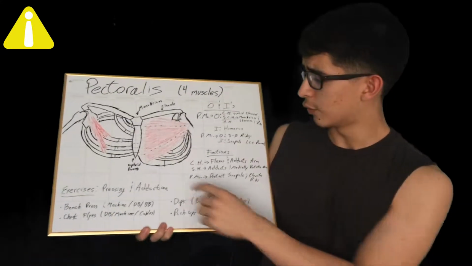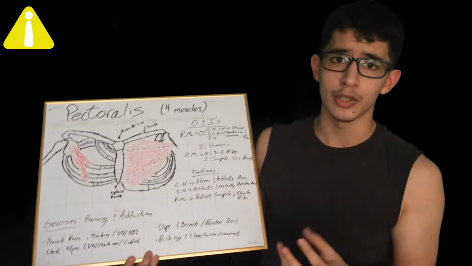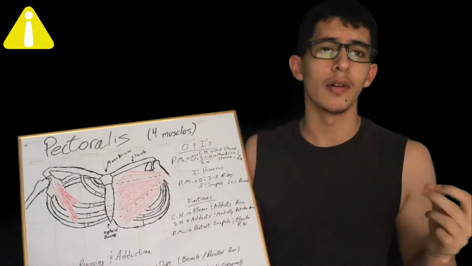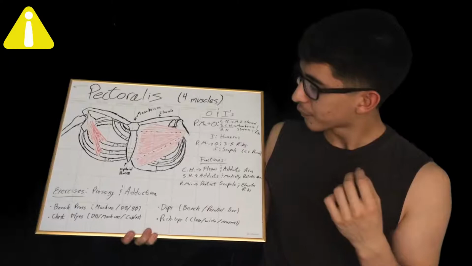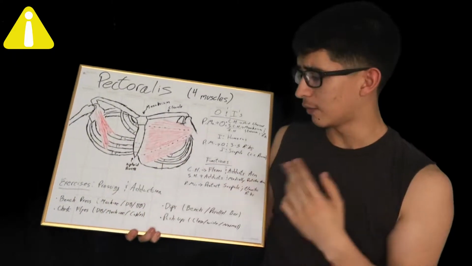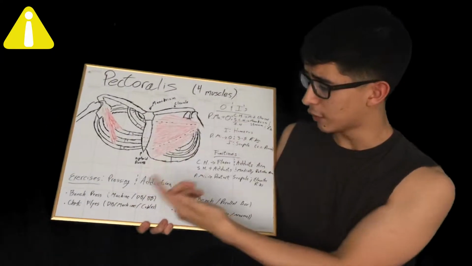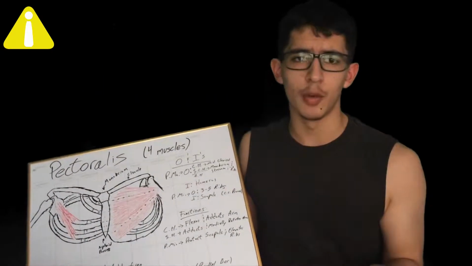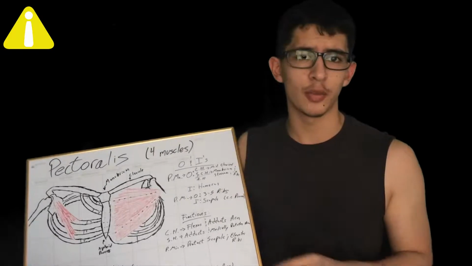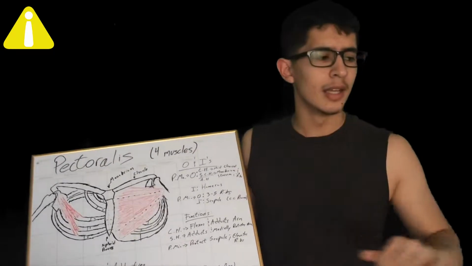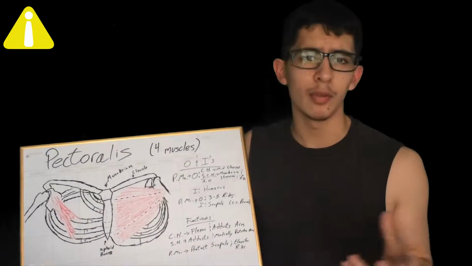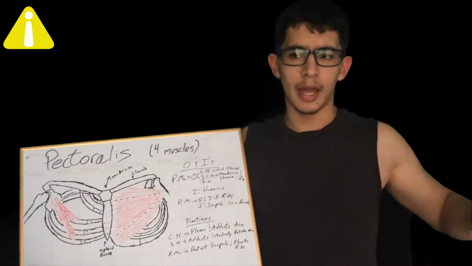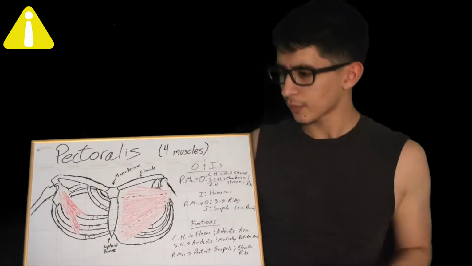Now for the exercises, there's really two main ones, pressing and adduction, and pressing is just a modification of adduction. So we have two core exercises: the bench press and the chest fly. The bench press is an exercise everybody should know by now, where you're lying down on the bench, whether incline, decline, or flat, with a barbell, dumbbells, cables, or kettlebells, whatever it may be, and you just press the weight up.